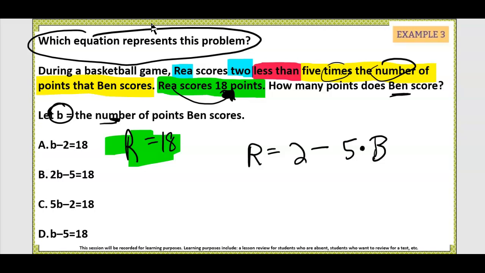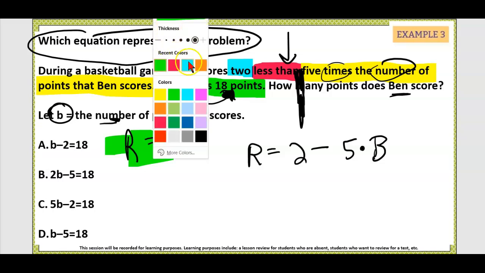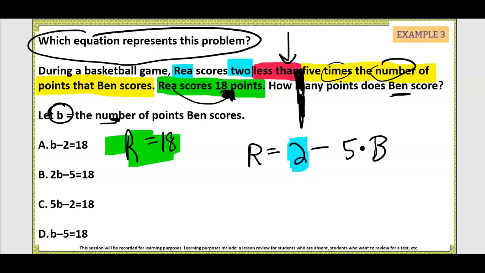Okay, so here's the thing with this. Remember this less than? That's my red flag. In this case, I'll just put a little flagpole like this. Less than means we have to switch whatever is in blue with the yellow. So let's color code what we have down here so we can switch what we need to. What's in blue is 2. We have to switch it with what's in yellow, which is 5 times the number that Ben has.